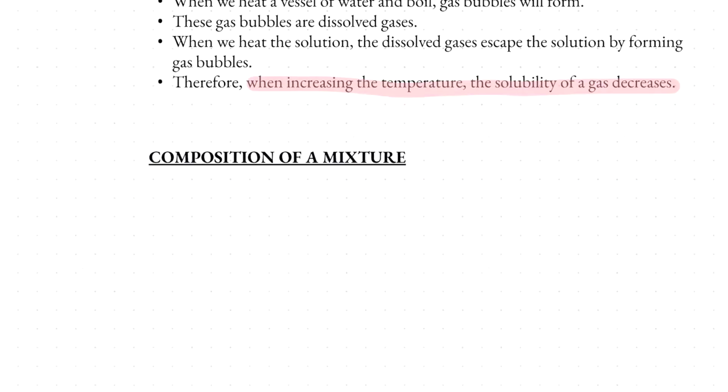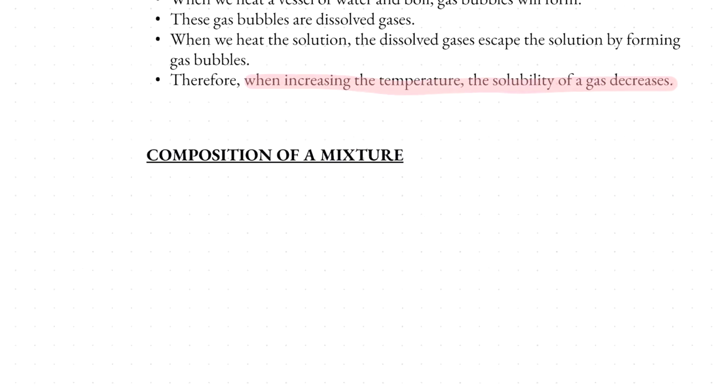Okay. Composition of a mixture. Now if you take a mixture, there are different components, right? There is one solvent. The component that is present in excess is the solvent. In addition to the solvent, there can be one or more solutes. A mixture is made up of many such components. So we need to have an idea about how much of each component is present.